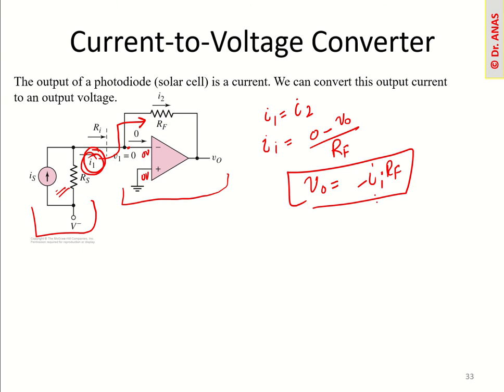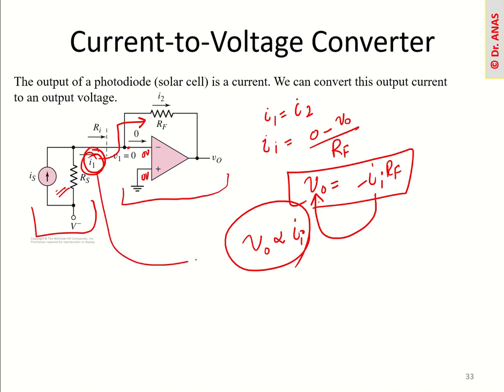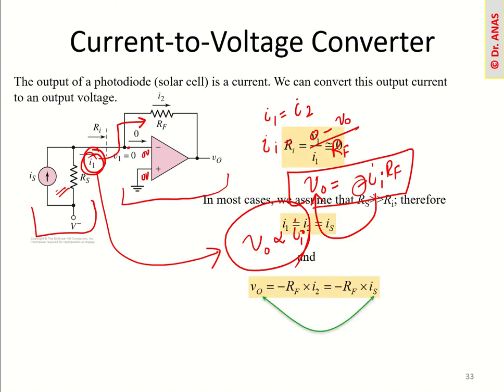So basically the input current is converted to the output voltage. Your output voltage is proportional to your input current, so we can convert the input current to voltage. As the input current increases or decreases, your output voltage will increase or decrease, with just a 180 degree phase shift because of this negative sign. So this is one application.